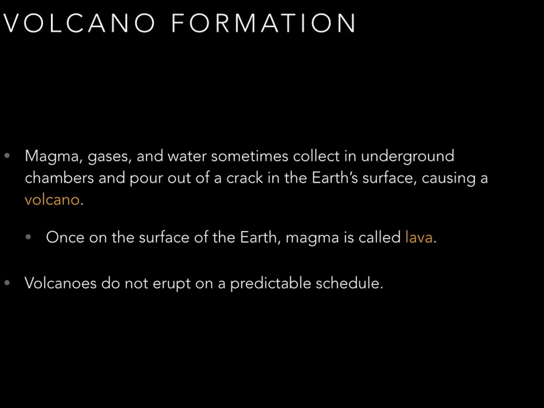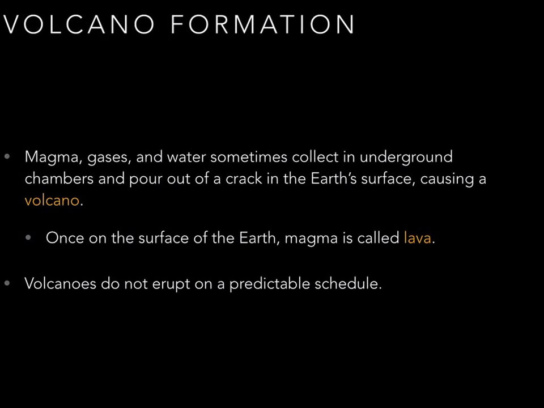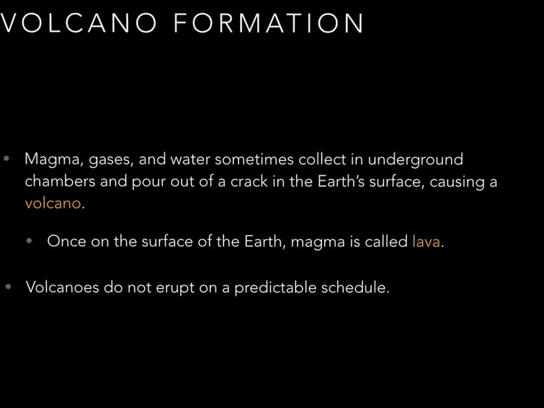Volcano formation. Magma, gases, and water can sometimes collect in underground chambers. And then they explode and pour out of a crack in the Earth's surface, causing a volcano. On the surface of the Earth, we refer to magma as lava. Volcanoes do not erupt on a predictable schedule.